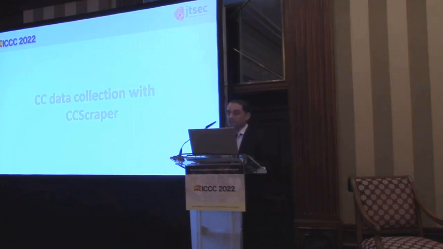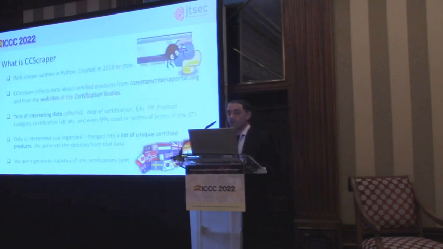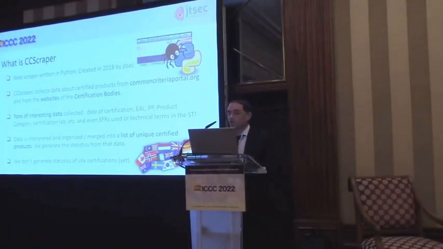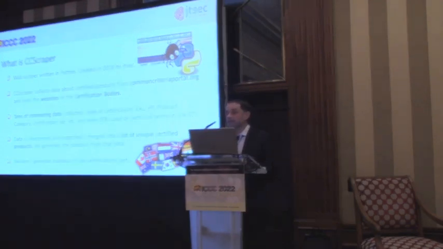So I will start making a brief presentation of CC Scraper. CC Scraper is the tool that we use to collect the statistics. It's basically as simple as a Python script that was created in 2018 by jtsec. This script collects data from 2 principal sources. The main source of information for the statistics is the commoncriteriaportal.org, and the second source is each of the websites for the national certification bodies.